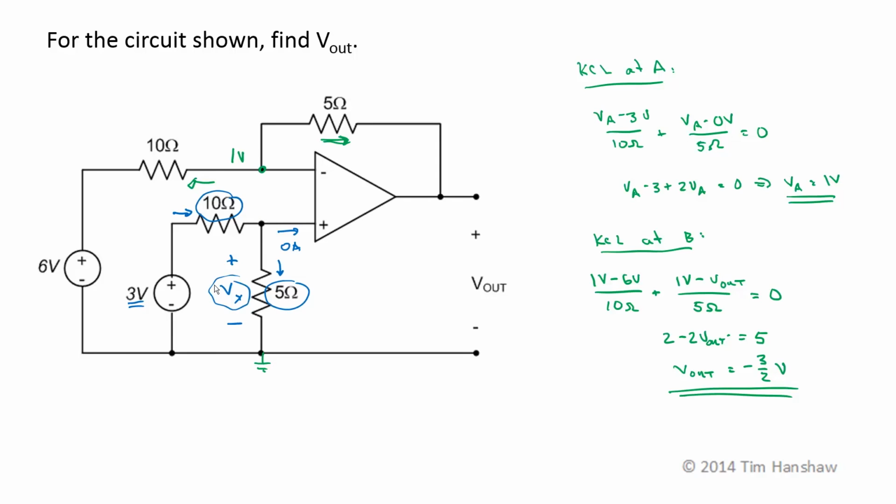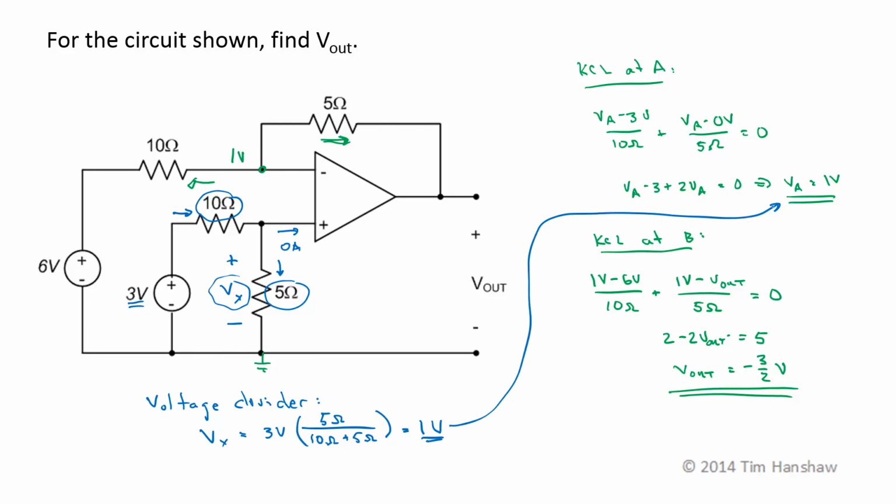We're finding the voltage across one of the resistors. We can use a voltage divider. So I can say that V sub x is equal to 3 volts times 5 ohms over 10 ohms plus 5 ohms, which is 1 volt, which is the same as we got for VA before. So this still becomes 1 volt at that terminal, and if we do this, we get the same answer.